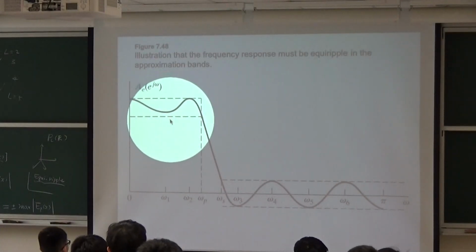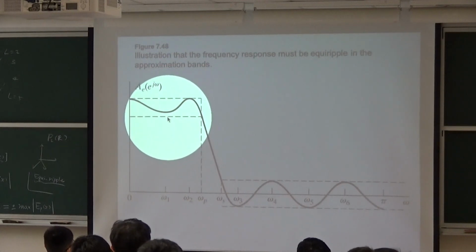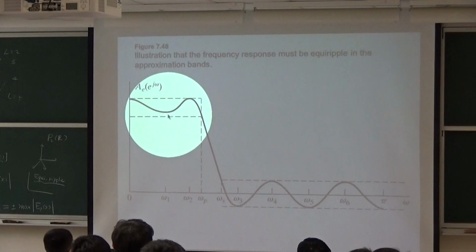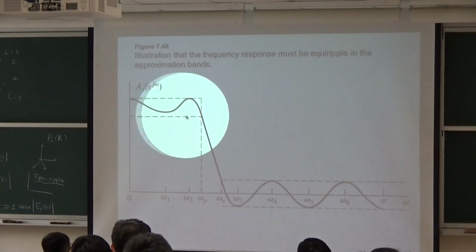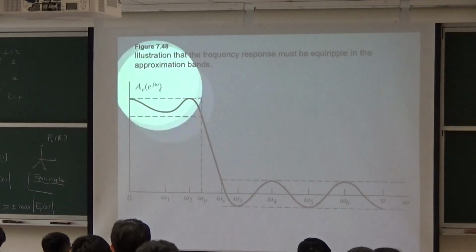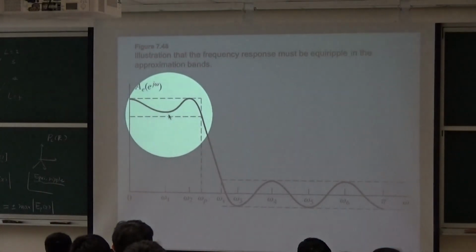Because you can imagine we probably can further minimize the maximum error by pushing this upward and pulling these two extremes downward a little bit so that the overall maximum error can be further reduced. So this is not optimal yet. The ripples are not yet equally high. That means that we have room for improvement right here.